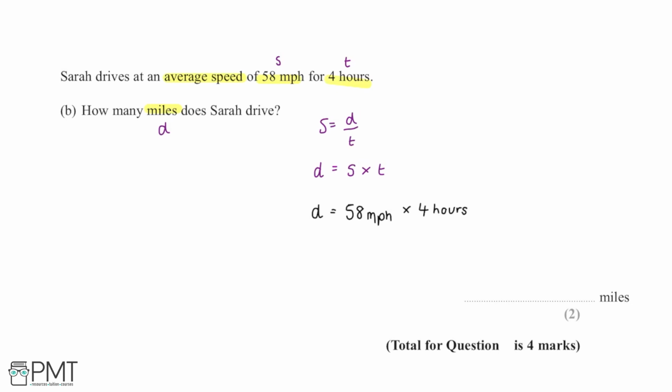and 58 multiplied by 4 is going to give me an answer of 232. And then we have miles per hour multiplied by hours, so the per hour and hour are going to cancel out here and leave us with an answer which is going to be in miles. And as we can see, the units here for the question are miles, so I can write the 232 down to get both of the marks for this question.